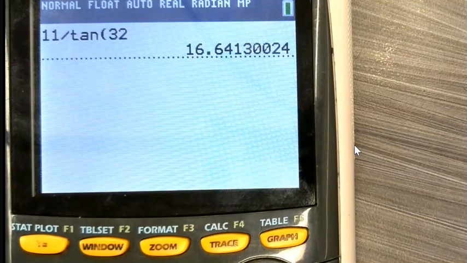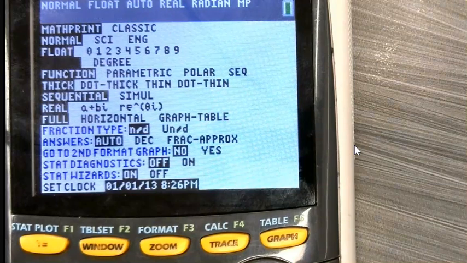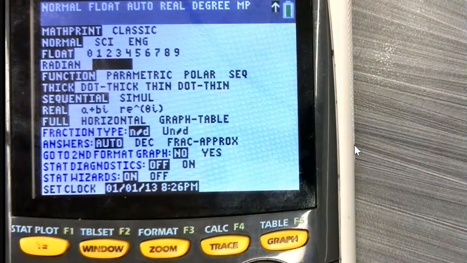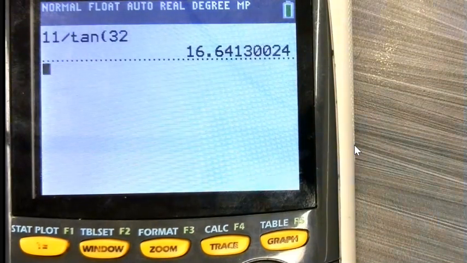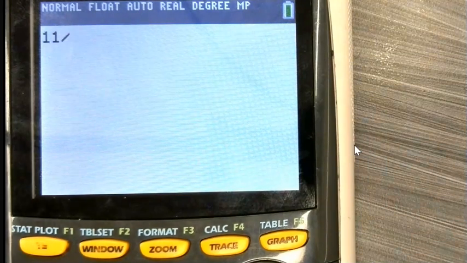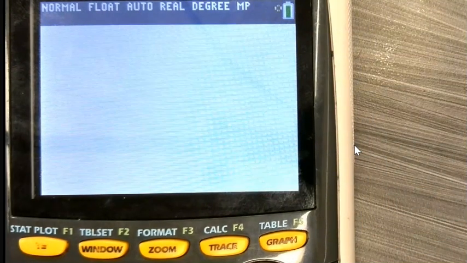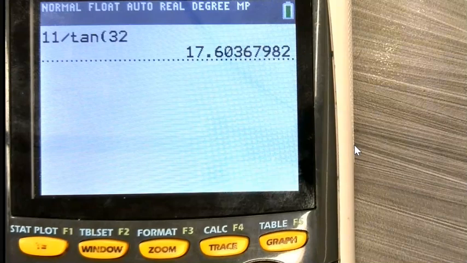And was I in the right mode? I was not. Okay, so I get 17.6.